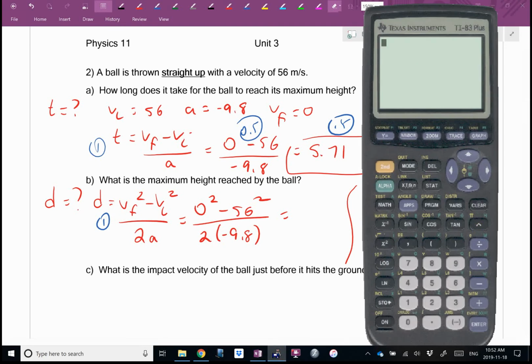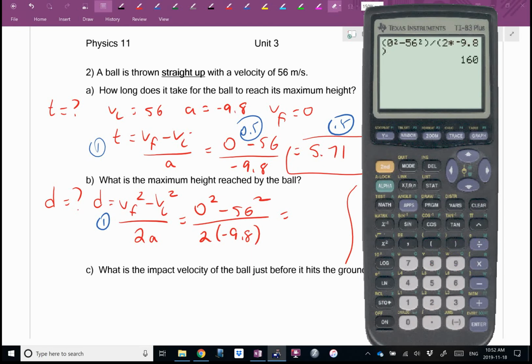I don't use brackets to show times in. Too many brackets to track. I would type this as bracket 0 squared minus 56 squared. You could probably get away without putting the 0 squared there, but I'll put it in anyways for symmetry. Divided by bracket 2 times negative 9.8. Oh, wow, that's a fluke. Is it 160 even? Yeah.